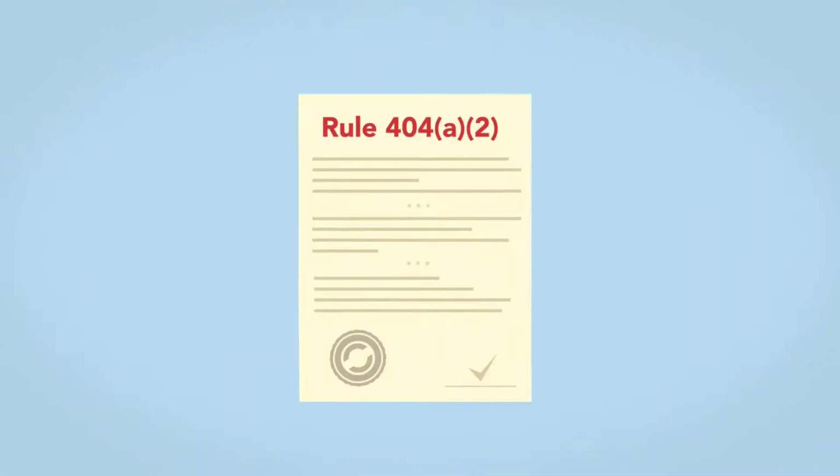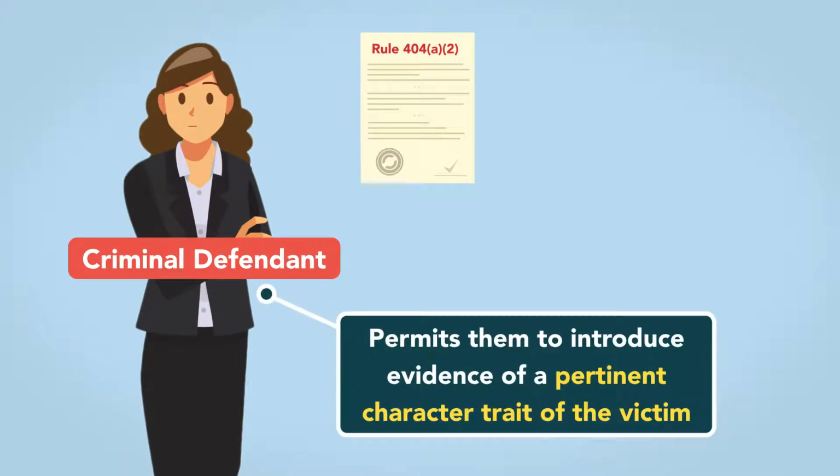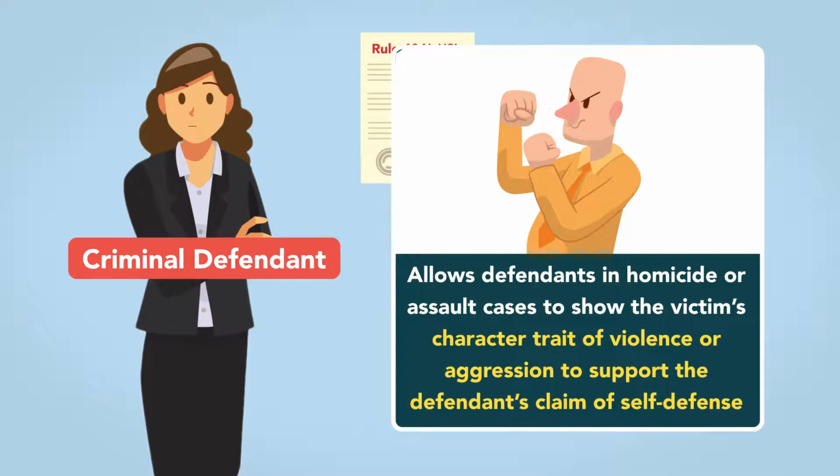Rule 404(a)(2) also permits the criminal defendant to introduce evidence of a pertinent character trait of the victim. This exception allows defendants in homicide or assault cases to show the victim's character trait of violence or aggression to support the defendant's claim of self-defense.